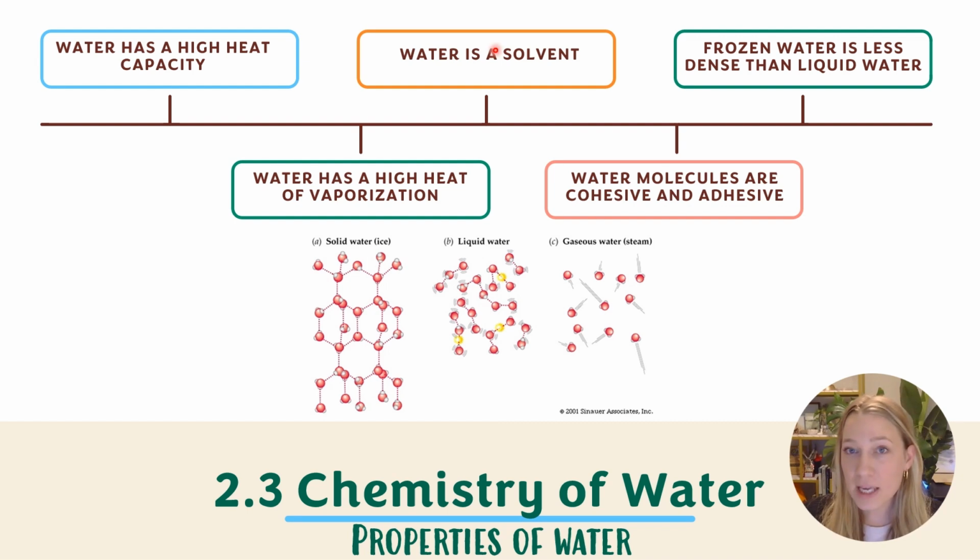So there are 5 key properties that make water vital to life. Many of these properties are due to this hydrogen bonding we've been discussing. So first, water has a very high heat capacity. Second, it has a high heat of vaporization. Third, it acts as a solvent for many substances. Fourth, water molecules are cohesive and adhesive. And fifth, frozen water is less dense than liquid water. Each of these properties plays an important role in maintaining the stability of living systems and their environments. We're going to discuss each of these in detail.